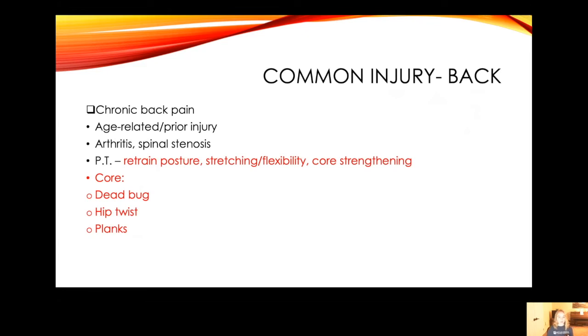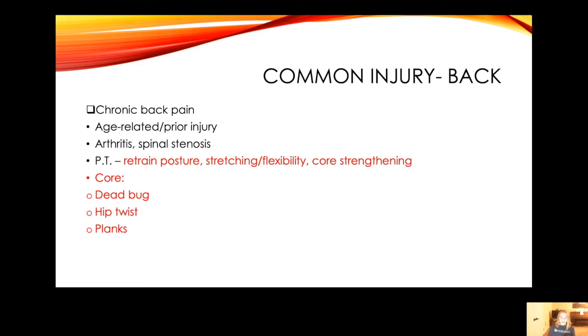The most common issue in your back is chronic back pain. This is pain in your back that lasts over 3 months. It is typically age-related, but can also come from a prior injury. Arthritis and spinal stenosis, which is the narrowing of the spinal canal, which leads to nerve pain, are common causes.